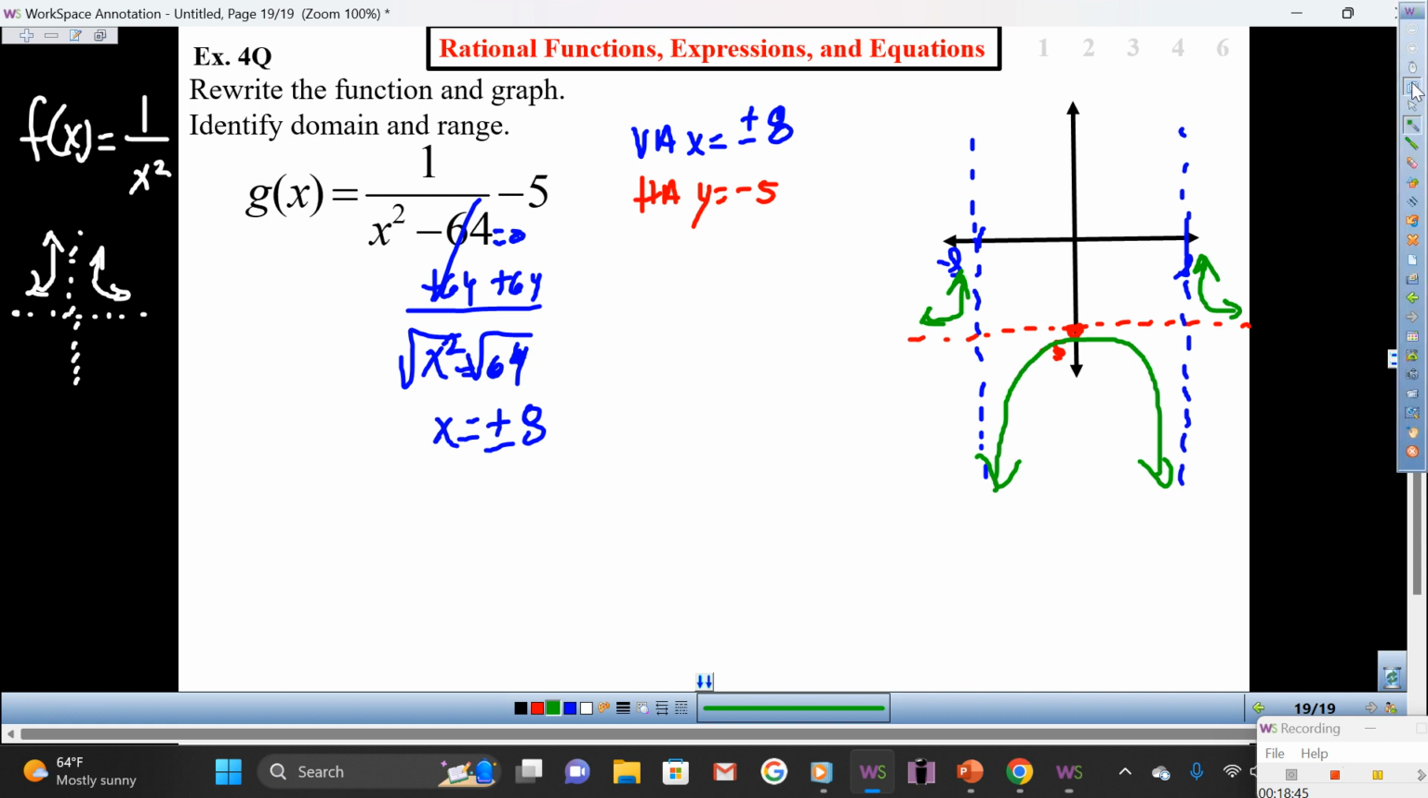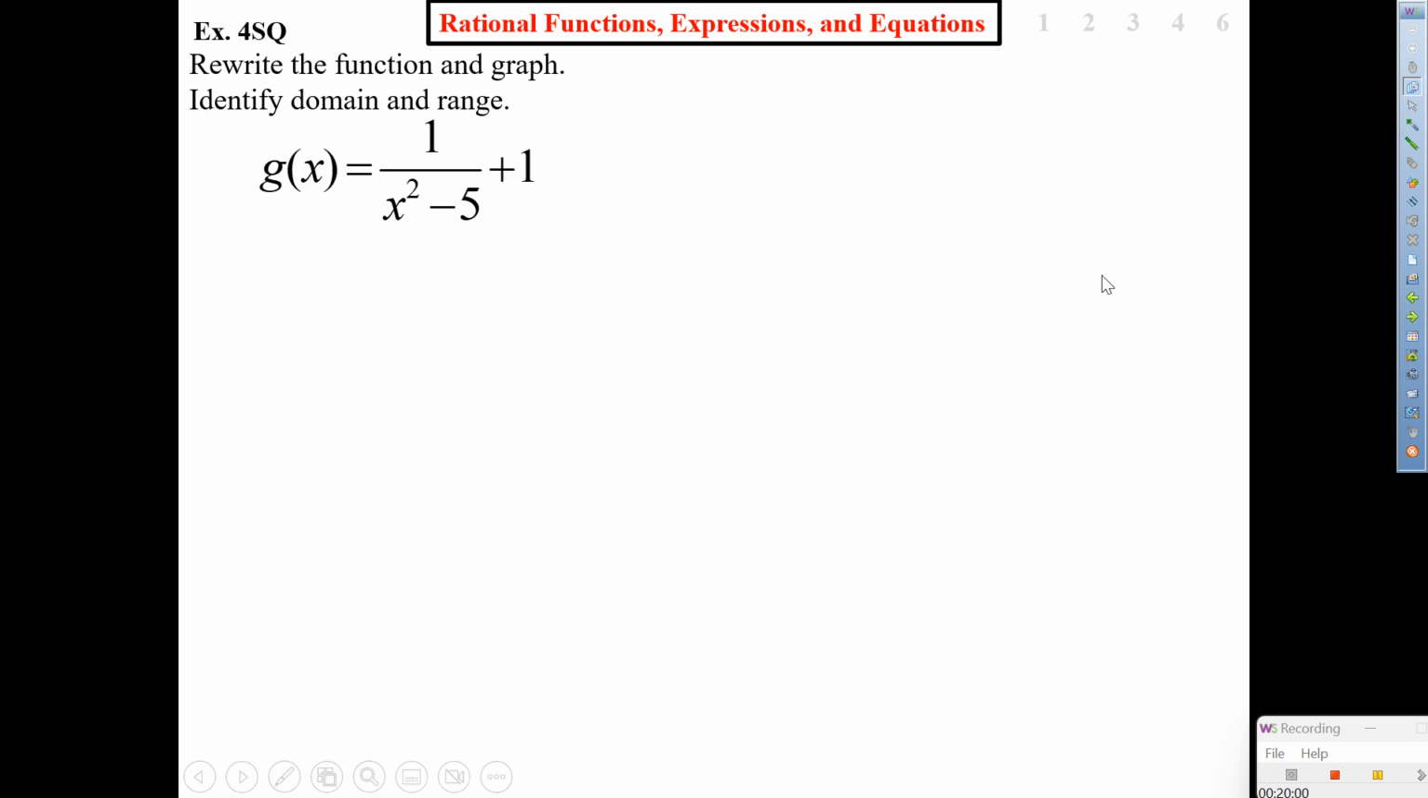Copy this one. Example 4 super cute. g of x equals 1 over x squared minus 5, plus 1.